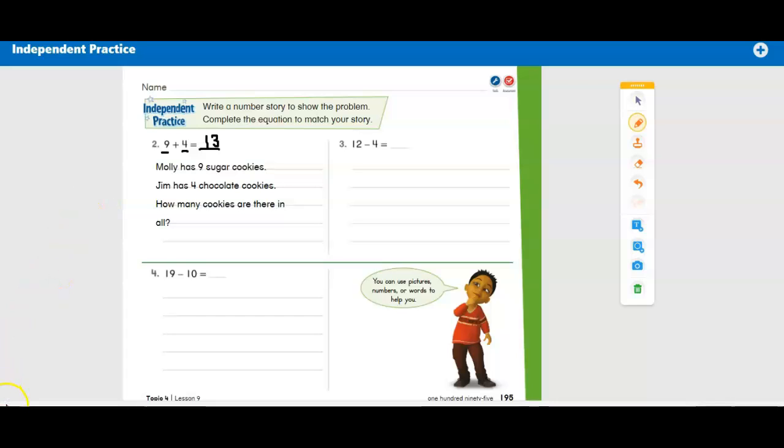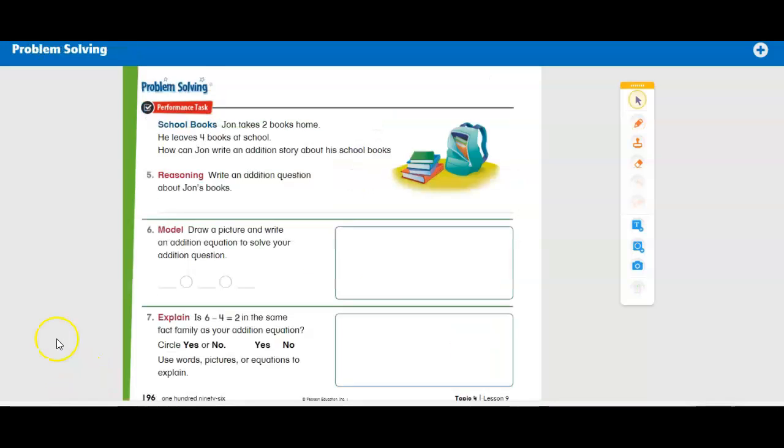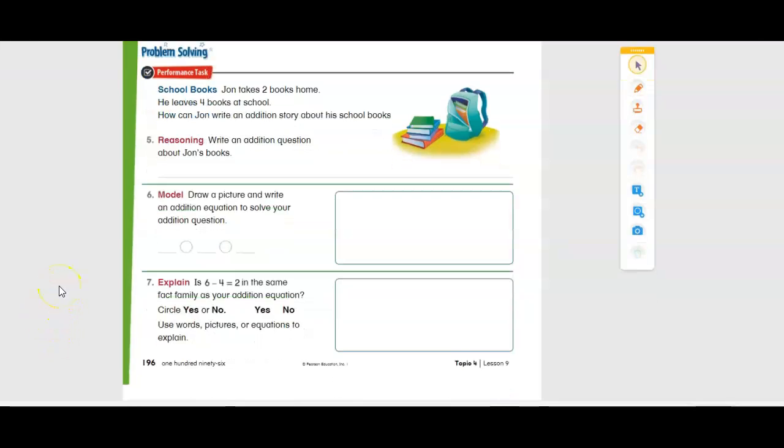subtracted. So now try and write a story problem for number 3 and number 4. So pay attention to the numbers. Think of what is your whole, what is your part, and see if you are subtracting or adding in these problems. After you have completed writing your story problems, we have one more activity to do on our problem-solving page on page 196.